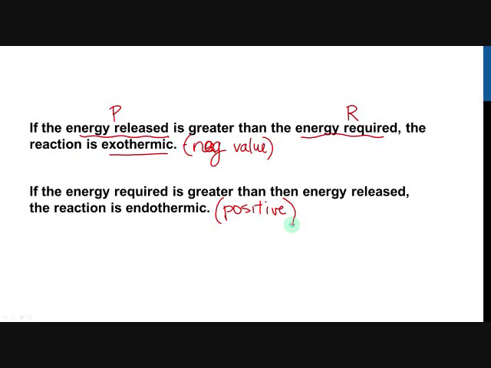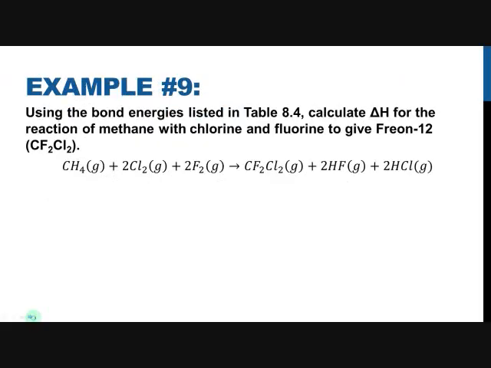So let's try example 9 just so that we can see where these come from. All of the energies that I'm going to be using are listed in table 8.4, which can be found on page 4 of your notes, or it's page 374 in the book. So if you, for some reason, don't have your notes with you, page 374 in the book also has table 8.4 for you, okay? Now, we have this reaction.